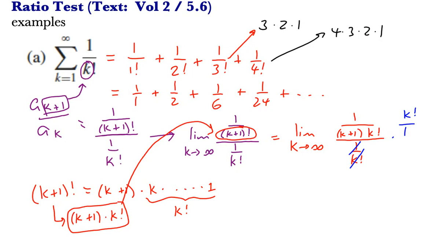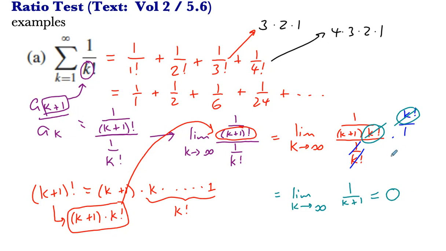Well, that allows us to do some canceling. The factorial pieces now cancel. And what we're left with is the limit. Let's do it right. Limit as k approaches infinity of 1 over k plus 1, because that's all that was left up here. And what we know about this is, as k approaches infinity, this is heading to 0.